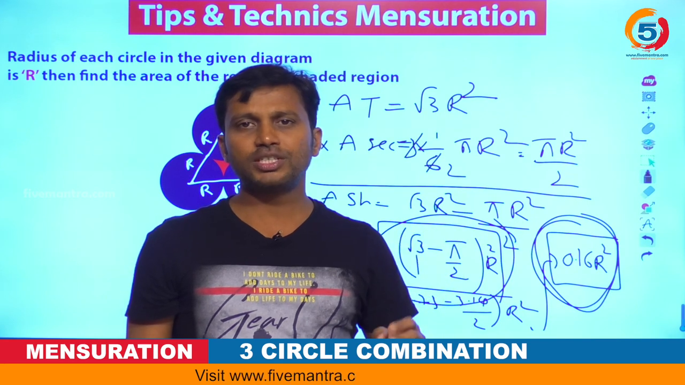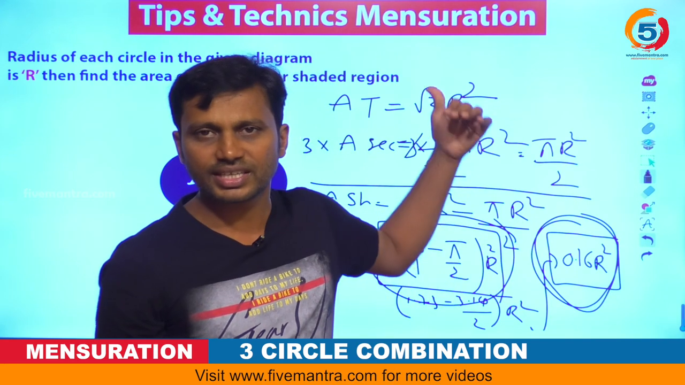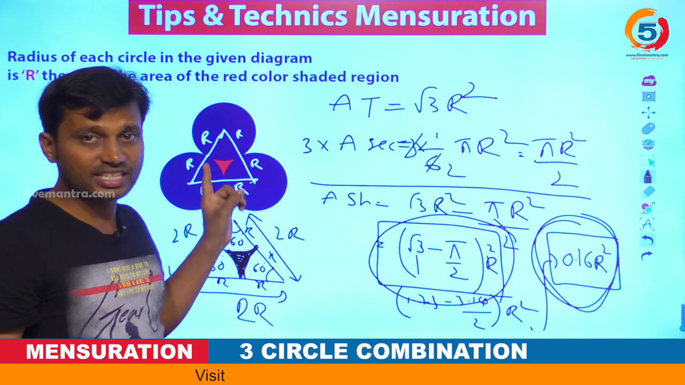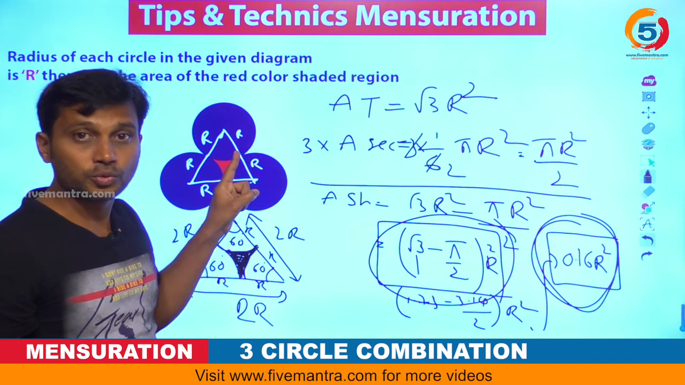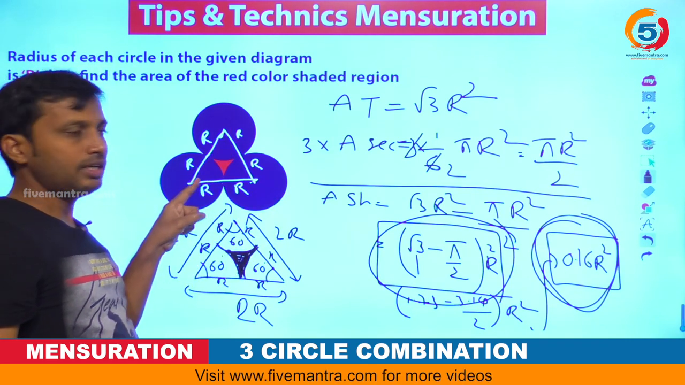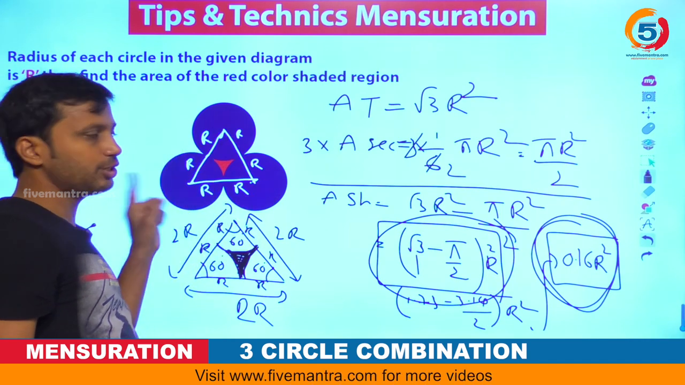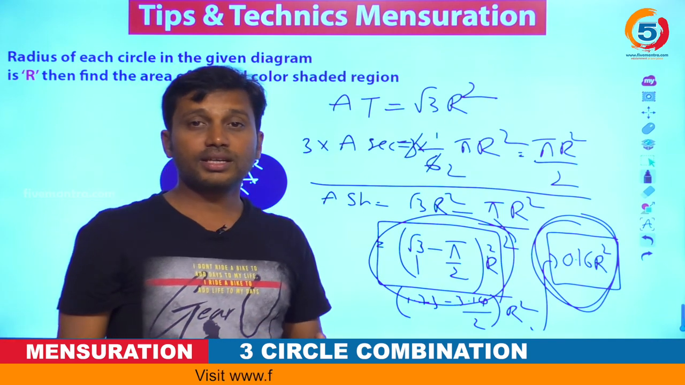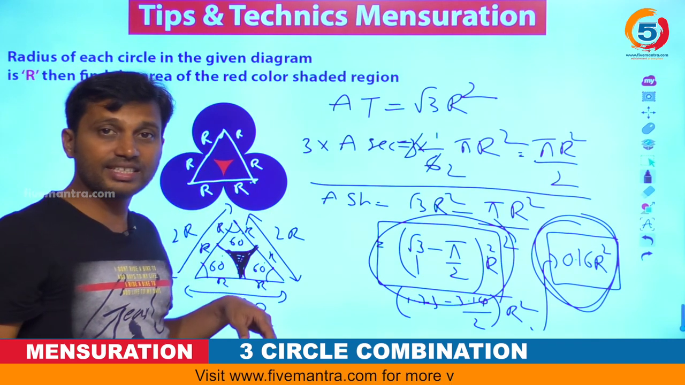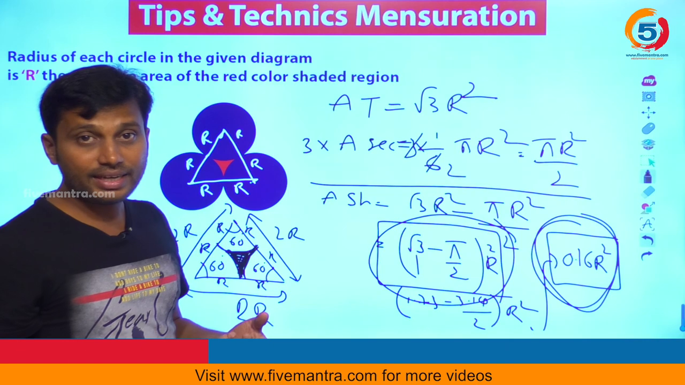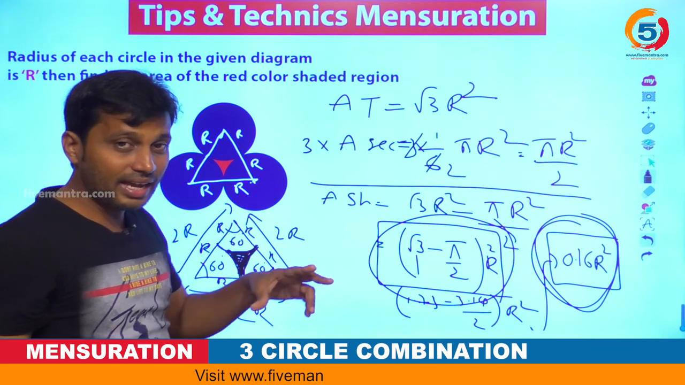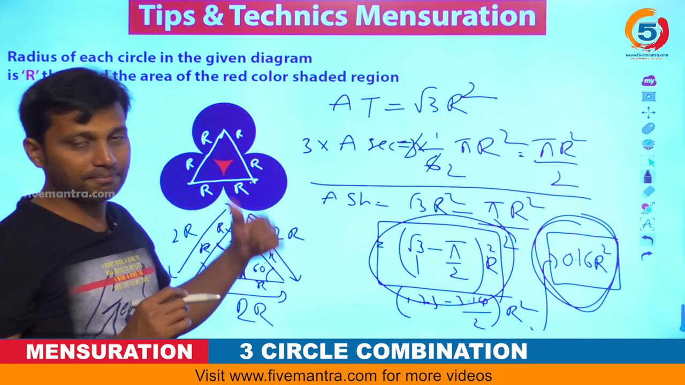For the sake of non-math students, once again I am giving a brief explanation of this case right now. What is it? Three circles are arranged in such a way that each touches the other two. Get my point? Each touches the other two. This circle is touching these two, this circle is touching these two, this circle is touching these two. So these are arranged in such a way that each is touching the other two. Then we need to find the area occupied in between the circles, that is the shaded region given in the diagram. The area in between the circles, which is this red gap.